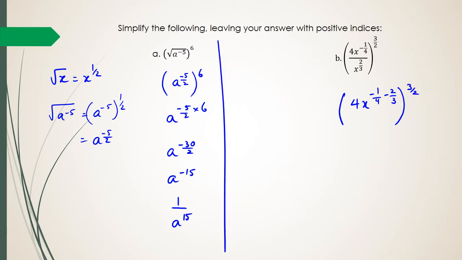Because remember that when we have x to the power of m divided by x to the power of n, this could be written as x to the power of m minus n. So I've got a negative quarter, take away negative 2/3. Now, you can actually do this in the calculator. I'm just going to do it on the side here with fractions, because I have actually forgotten my calculator at work.